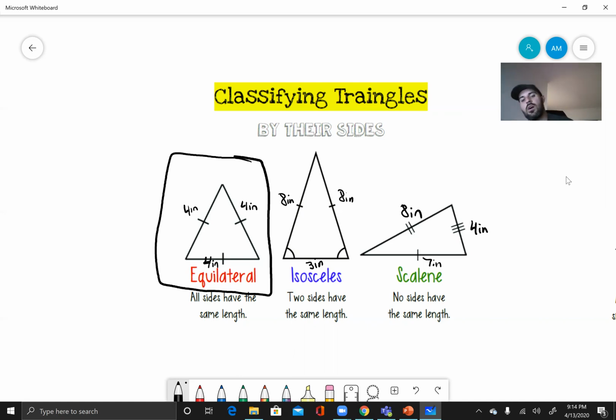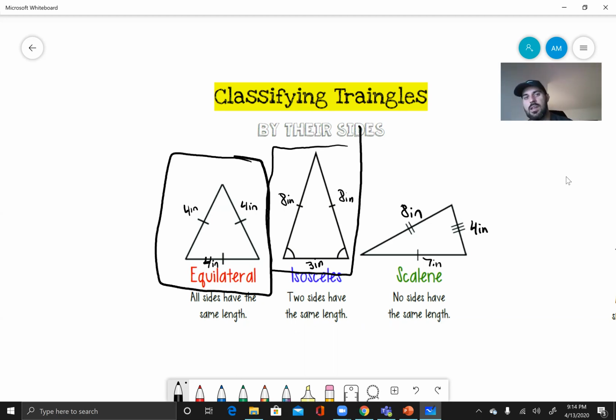Now our next one is called an isosceles triangle. What does an isosceles triangle have? It's very similar to the equilateral, with the exception of one side that is not congruent. In the isosceles triangle example I have here, 2 sides are congruent, both 8 inches, but the bottom one is 3 inches. So an isosceles triangle has 2 sides of the same length, or 2 congruent sides. That is how you classify an isosceles triangle.